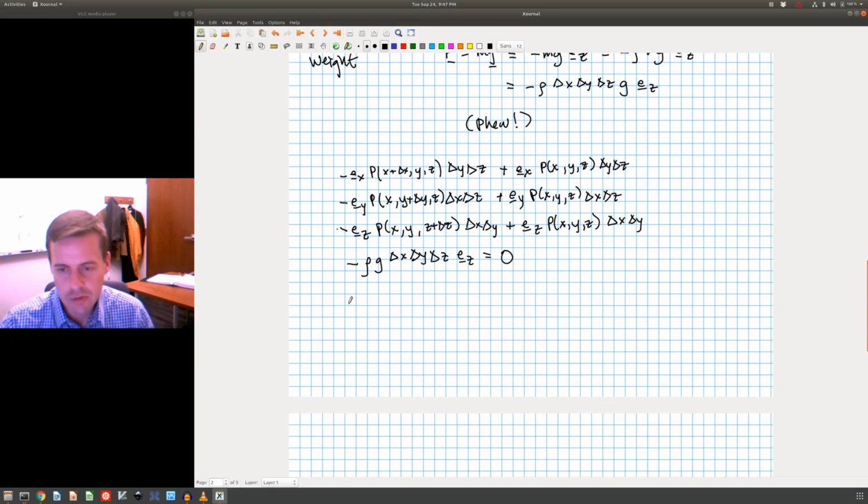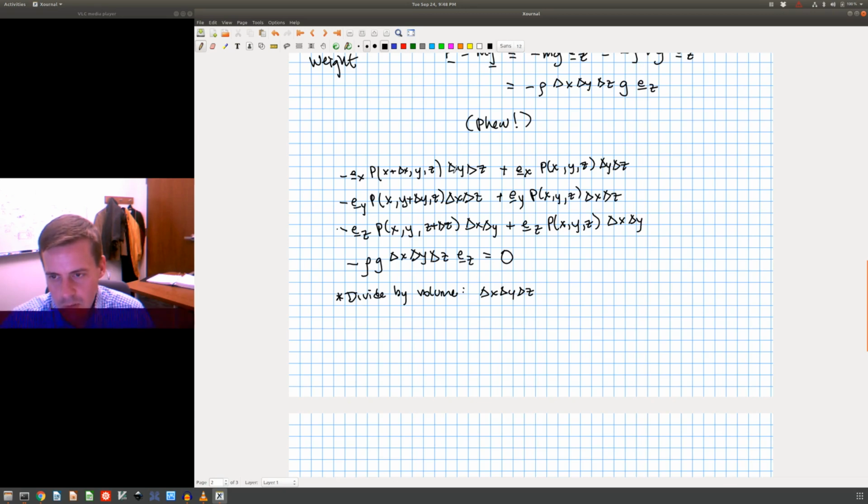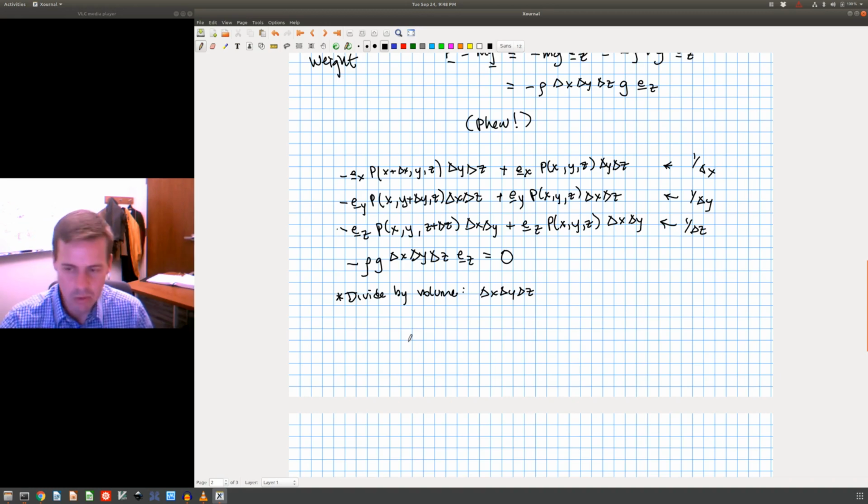Now I'm going to do the following. I'm going to rearrange this equation a bit. I'm going to first divide by the volume, which is delta x, delta y, delta z. So look at what happens here. That's going to go away. And here, delta y, delta z, I'm going to be left with a 1 over delta x. On this line I'm going to have a 1 over delta x left, this line a 1 over delta y left, and this line a 1 over delta z left. Because here, if I have delta x, delta y, and I divide by delta x, delta y, delta z, I have a 1 over delta z. Okay, so let's write that down.